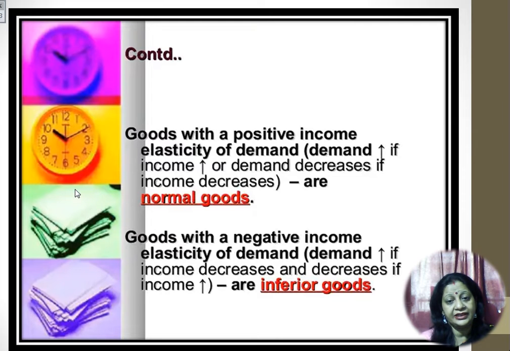Goods with a positive income elasticity of demand: demand increases if income increases, or demand decreases if income decreases. That means normal goods. Normal goods में condition क्या होती है? If the demand increases or decreases, it totally relates with the income of the consumer. Goods with a negative income elasticity of demand: demand increases if income decreases and decreases if income increases. That means inferior goods. So inferior goods have a negative income elasticity of demand, and normal goods have positive income elasticity of demand.